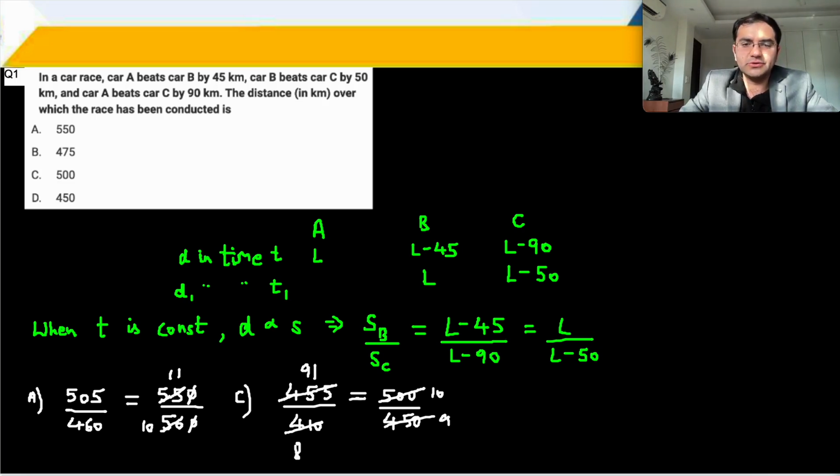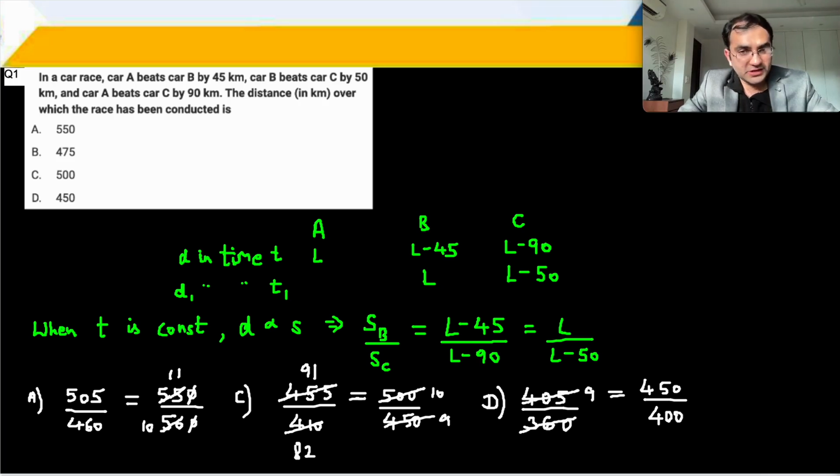5 से cancel out करो, you'll get 91 upon 82. So then we'll try D part, which looks nice and friendly. 450 minus 45 is 405 and 450 minus 90 is 360, upon 450 upon 400. ठीक है, तो ये आपका 45 से गया 9 टाइम्स, 45 से 8 टाइम्स, and यहाँ पे 0 cancel, 5 से गया 9 टाइम्स and 8 टाइम्स. The ratio is now matching, therefore D part becomes your right answer. But the main part is जो पहले हुआ था, that time was constant, so ratio of speeds of B and C were ratio of distances of B and C, and that is the question.